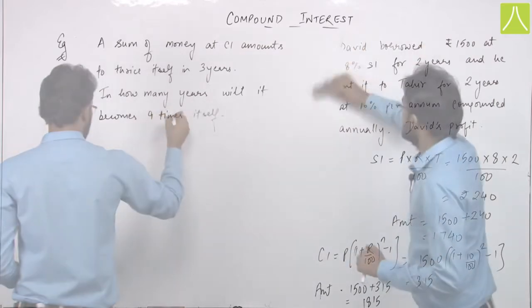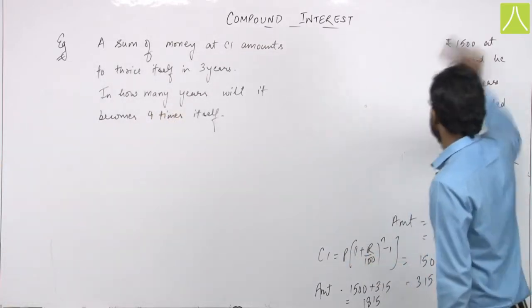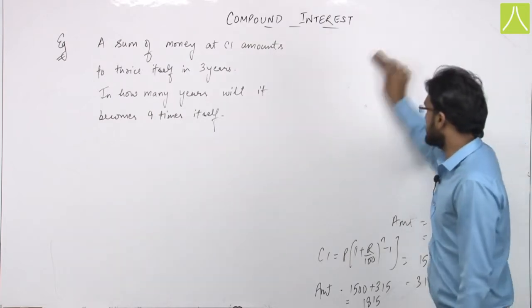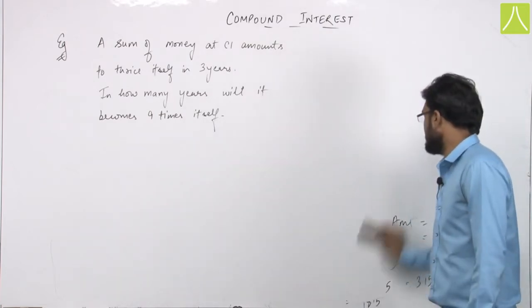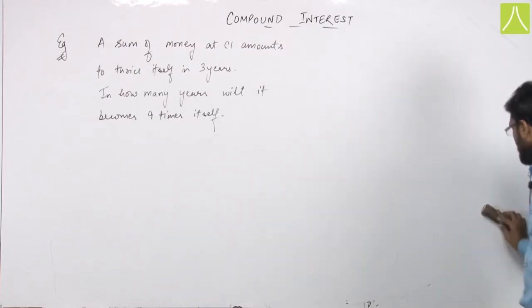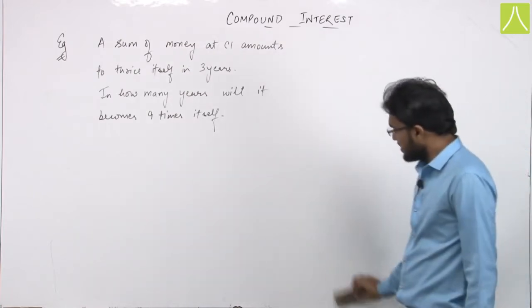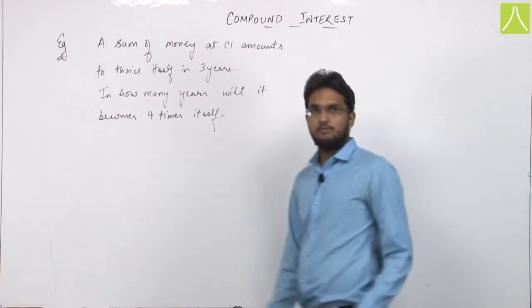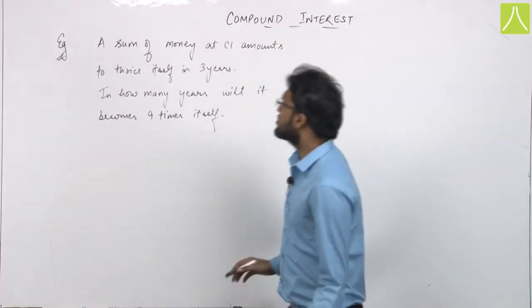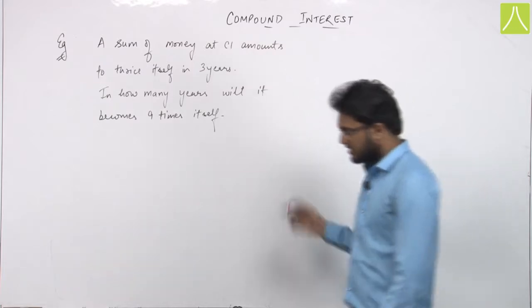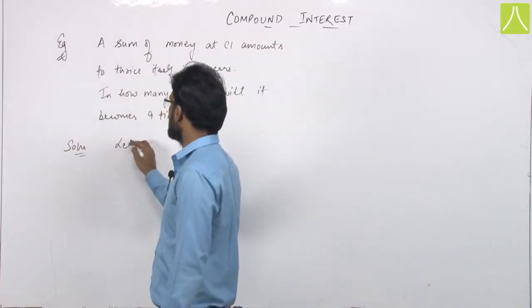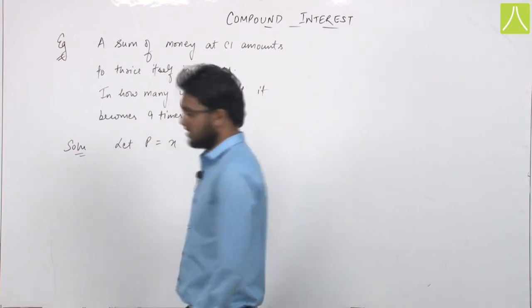Money invested at compound interest becomes thrice itself in 3 years. That is the amount. If the principal amount is x, then the amount will become 3x in 3 years at some rate of interest. We have to find out, at the same rate of interest, in how many years it will become 9 times itself. So first of all, we are going to solve for the 3 years. Let us say over here that the principal amount P is equal to x.